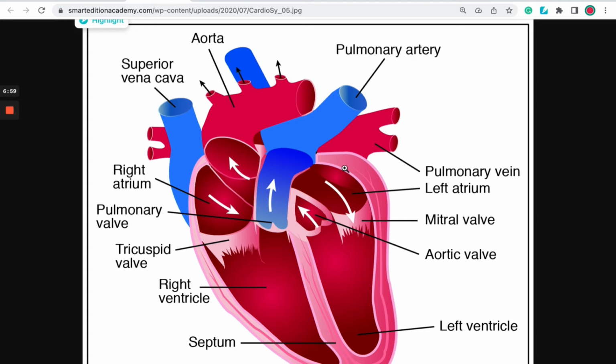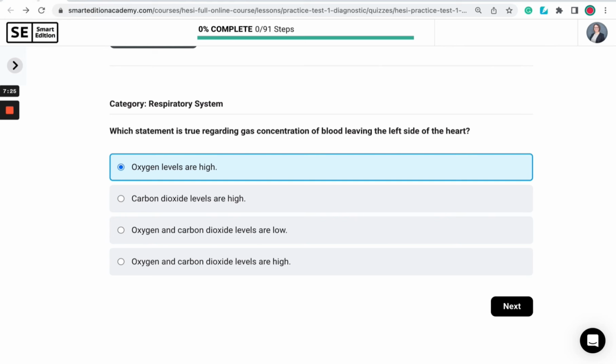So oxygenated blood enters the left atrium, travels through the left ventricle by passing through the mitral valve. The left ventricle contracts and pushes blood through the aortic valve into the aorta, where it travels through the body. So blood leaving the left side of the heart is always going to be oxygenated, and it's going to travel to the body and deliver that oxygenated blood. So your oxygen levels are going to be high in that blood because it's just come from the lungs.